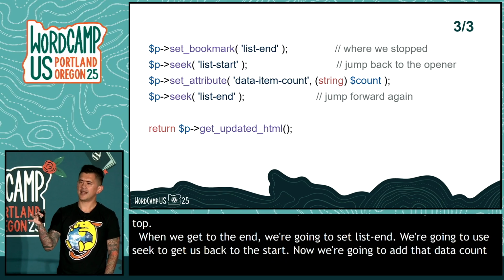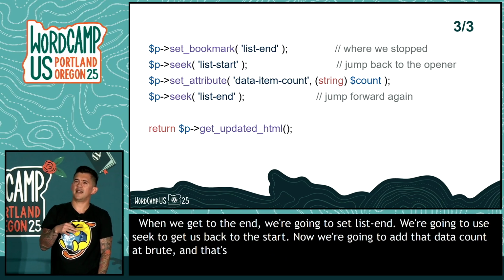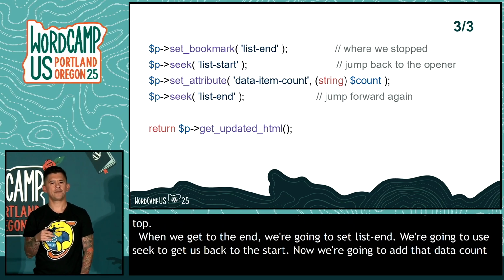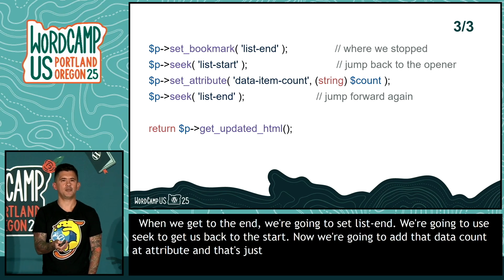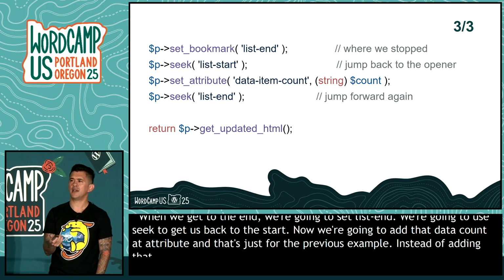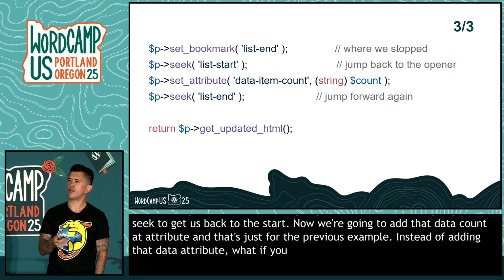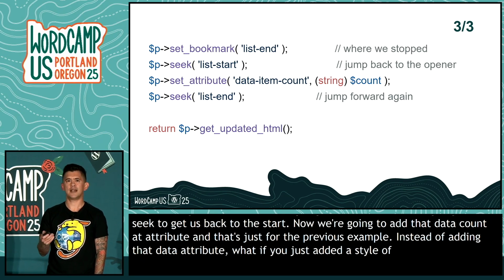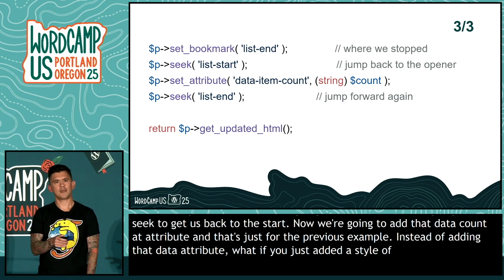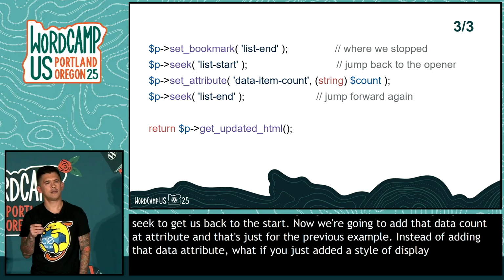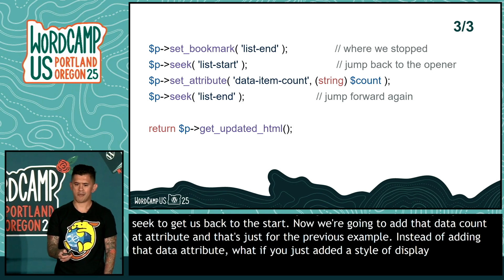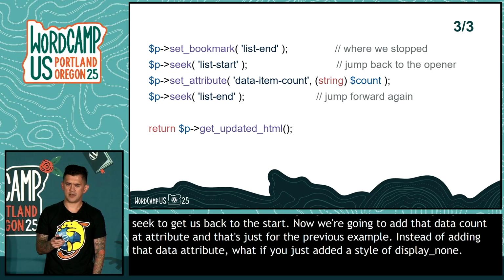And that's just for this example, right? In the previous example I said, maybe you had to use JS to hide it. Well, instead of adding that data attribute, what if you just added a style of display none inline? Or you're using Bootstrap and you use d-none as a class, right? Because it was so long or whatever in this scenario. Let's keep it going.